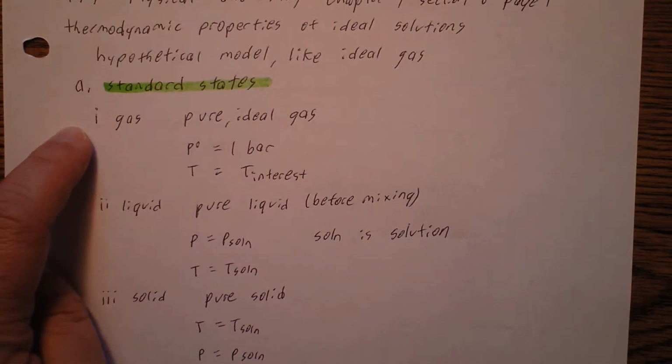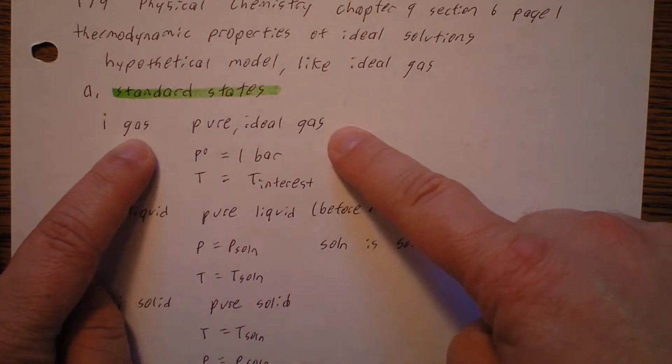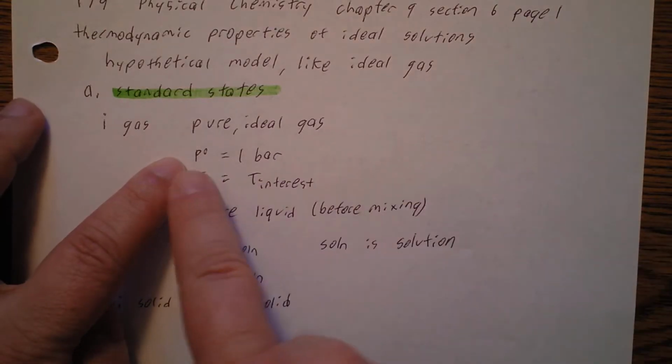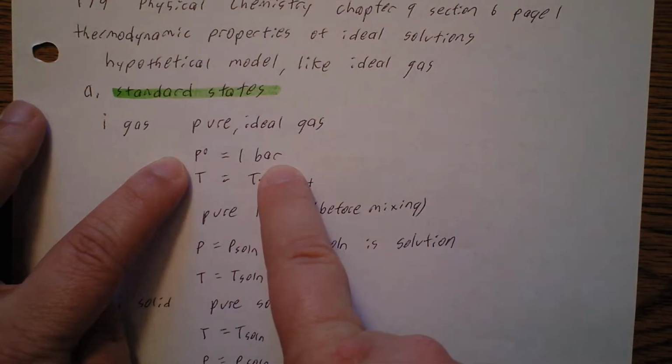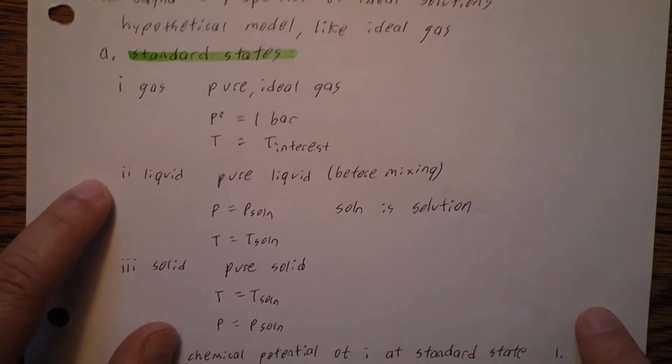Now, there are three different types of solutions: gas, liquid, and solid. For gas, we say that it's in the standard state if it's pure, and it's an ideal gas. The pressure is called P0, which is 1 bar, and the temperature is whatever temperature of interest we have.